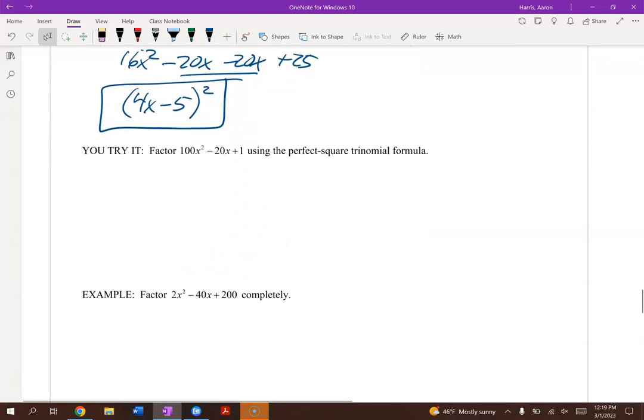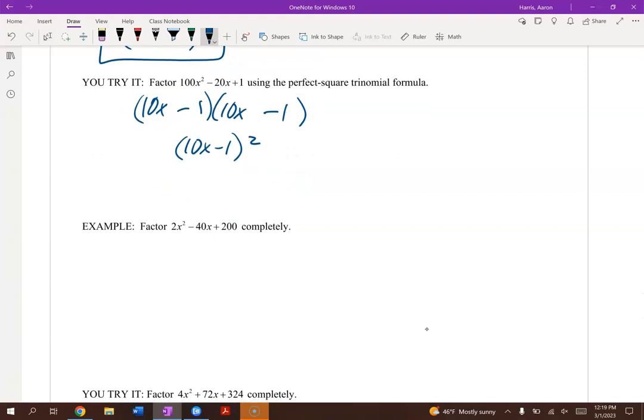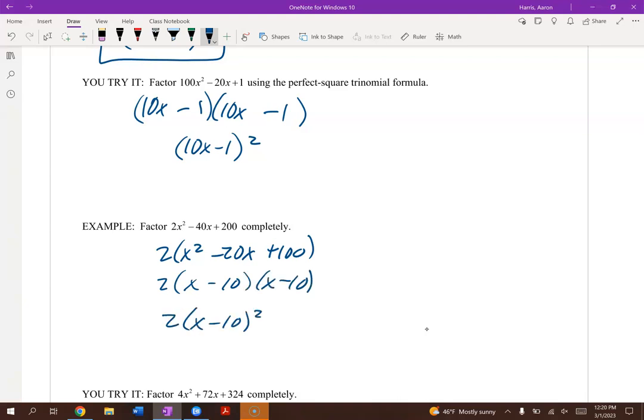All right. There's another one. What do you think that one's going to factor into? It's either plus 1 or minus 1, minus 1. In this case, it's a minus 1, minus 1. Right. This one I'm going to go ahead and take a 2 out of each of those first. Then I'd factor that. x minus 10, x minus 10.